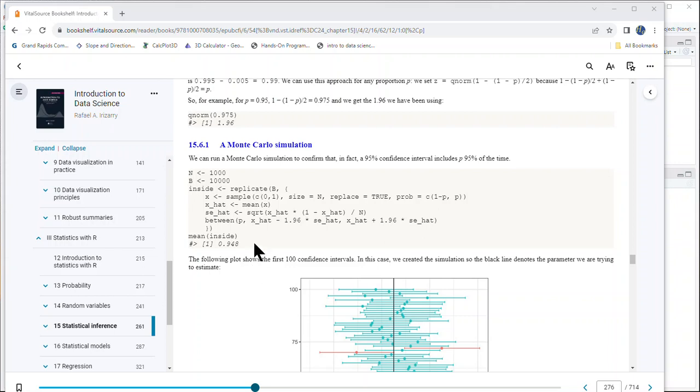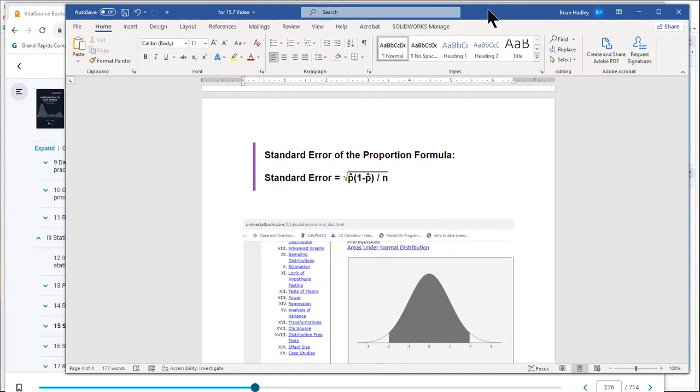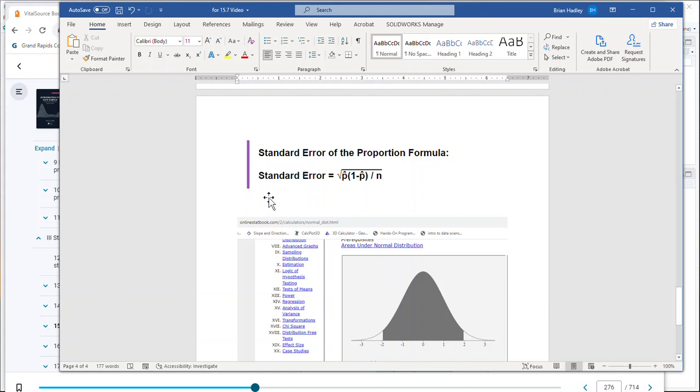The first thing I want to talk about is our author talks about this SE hat, and I want to remind you what this SE hat is and where it comes from. So the first thing is the equation that we get for the standard error when we're talking about a proportion test. The standard error is equal to the estimated probability times 1 minus the estimated probability divided by n, and then take a square root of that result.